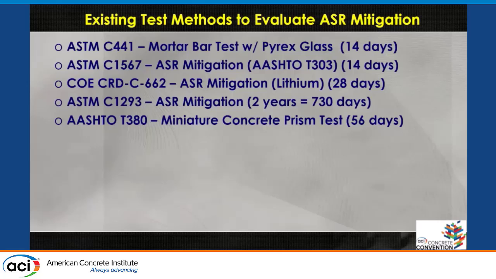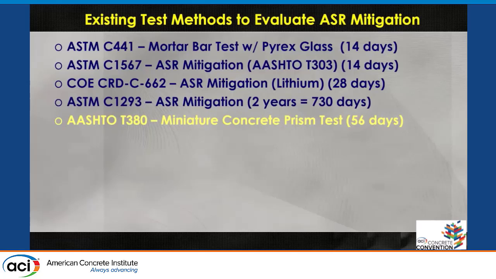What I'm going to focus on today is actually two test methods, using one as a reference, but the focus is going to be on the ASTM C1260 or the miniature concrete prism test. But I'm going to draw your attention to a test method that has been used in the past. I don't know how much it is still used now, the ASTM C1291 test method. That is the mortar bar test with Pyrex glass as an aggregate.